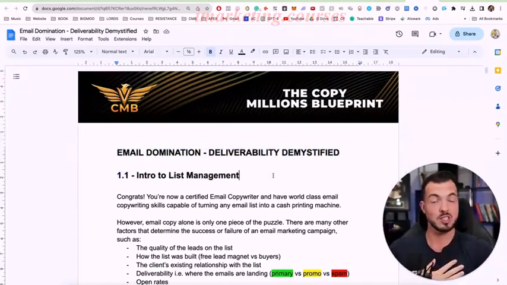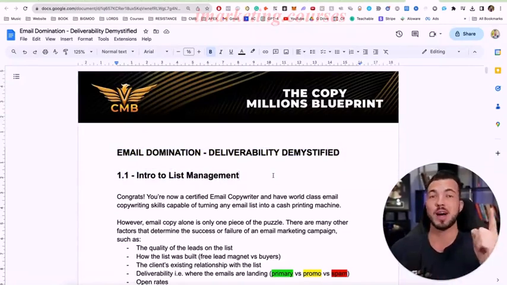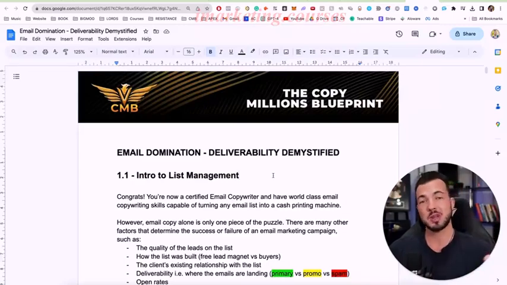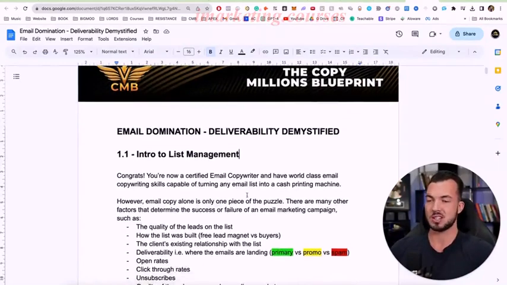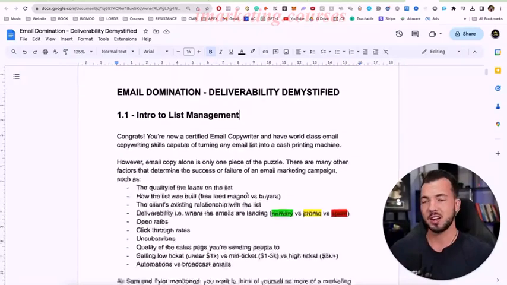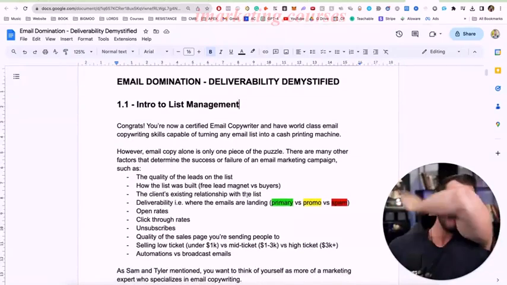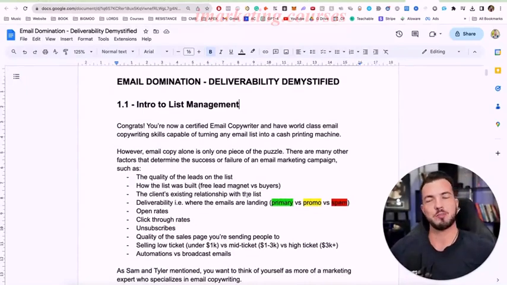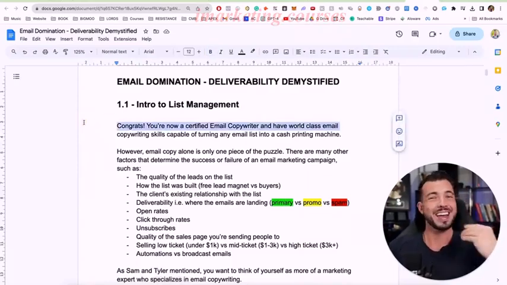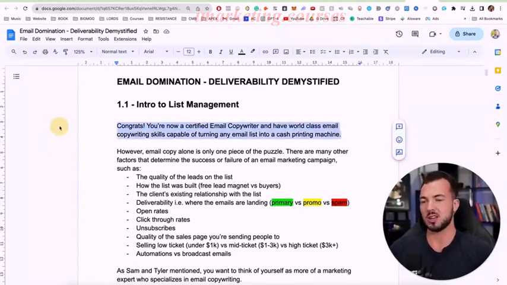So firstly, I want to talk about list management because my goal for you is not just to be an email copywriter, but actually a full-blown bona fide list manager. And I'll explain the difference in a second. But firstly, let's not get ahead of ourselves. I want you to give yourself a giant pat on the back, my friend. You are now a certified email copywriter. You have world-class email copywriting skills capable of turning any email list into a cash printing machine. Pretty amazing and powerful skills to have.